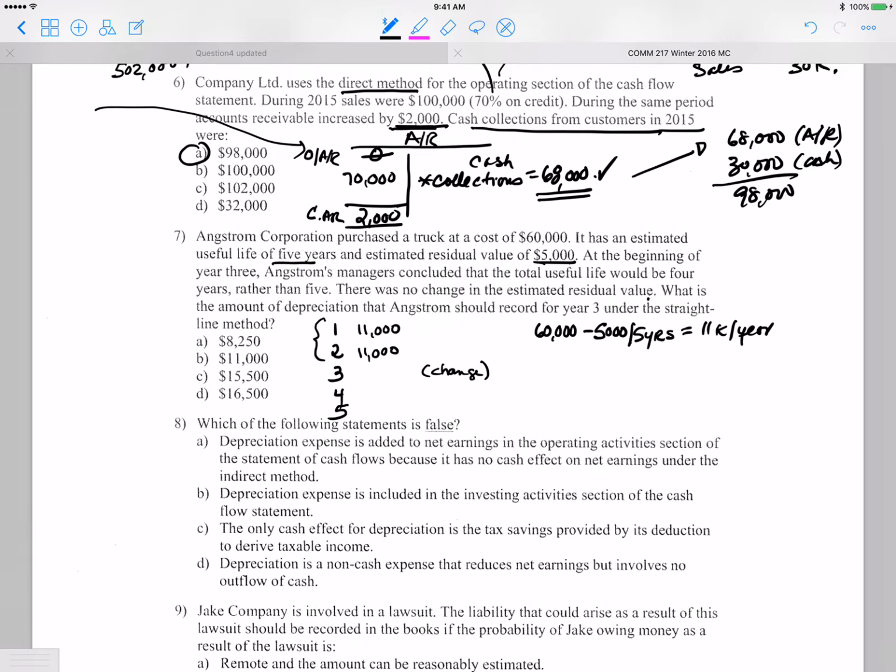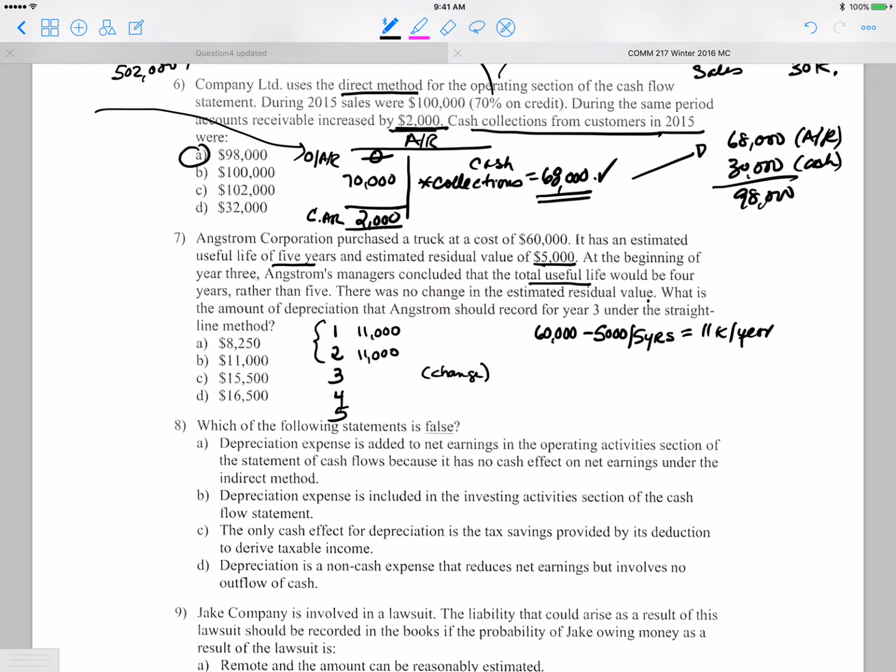So what is the change? The total useful life would be 4 rather than 5. So that means the useful life is in total 4, so we only have 2 years of depreciation left on this asset, not 3. Whenever we have a change, we have to compute the new depreciation, and the first thing to do is to determine the carrying value of the asset.